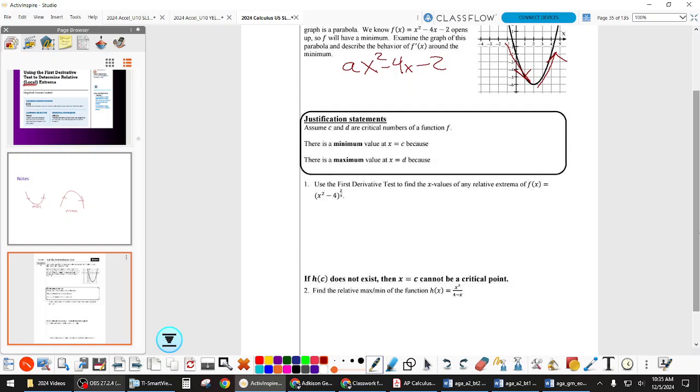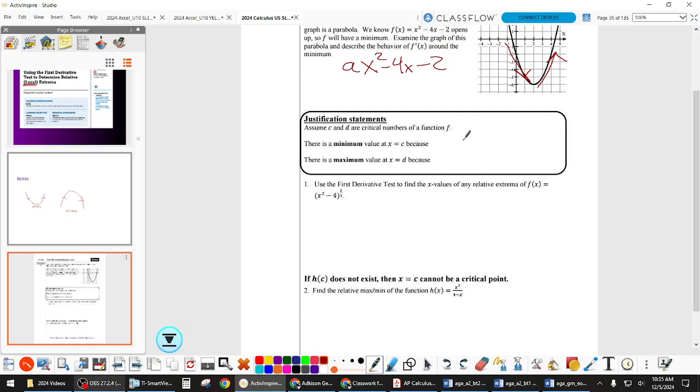All right, so C and D, we're going to use those to define critical points, critical numbers, so the x coordinates. So assume that we have done our derivative, set it equal to 0, and look for where it's either 0 or it does not exist. So there's a minimum. This is just where we're writing in words what we just saw. There's a minimum value at x equals c.